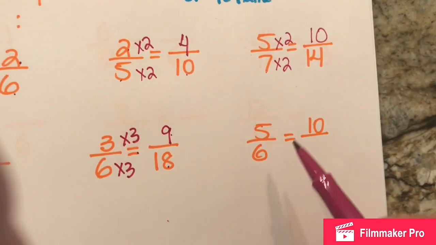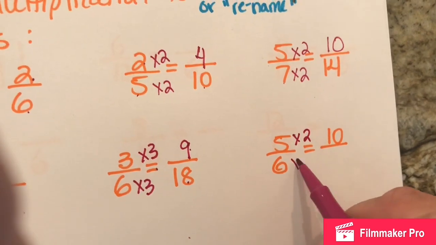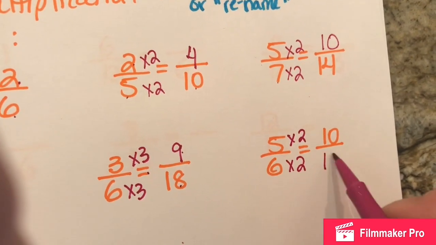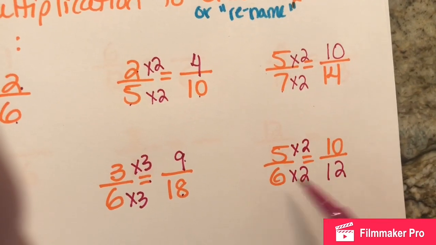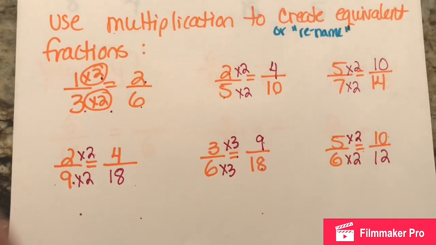Last one. How did I get the 5 up to 10? Multiply by 2. So I'm going to multiply that 6 by 2, and I'm going to get it to 12. So I know that 5/6 is equivalent to 10/12. I hope you did great on that.